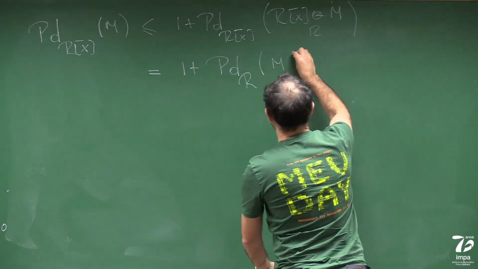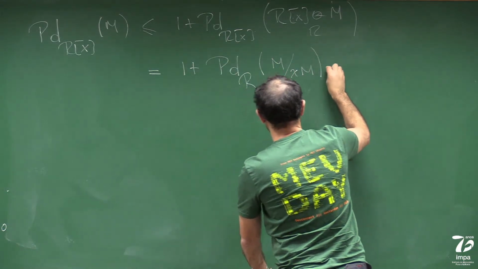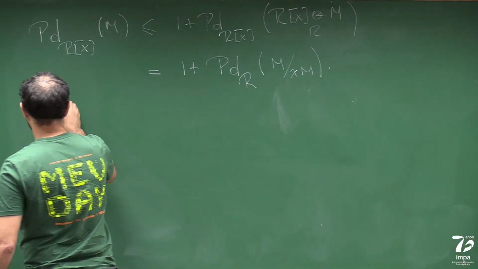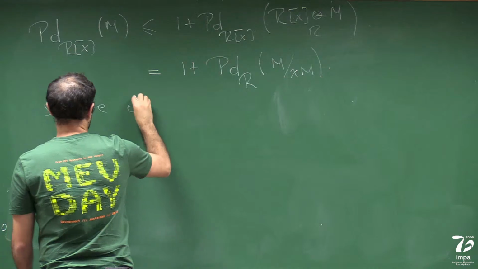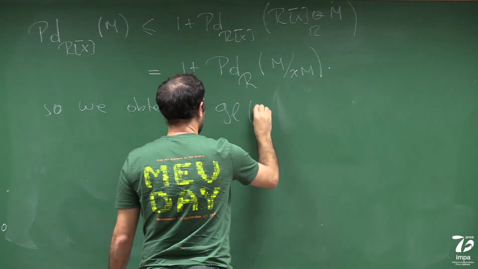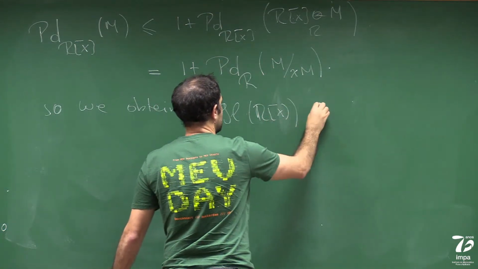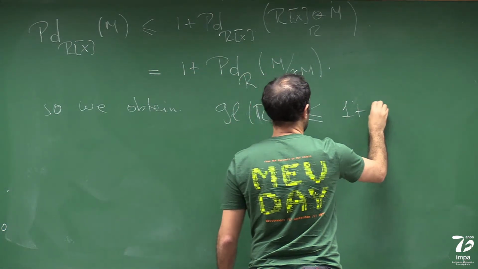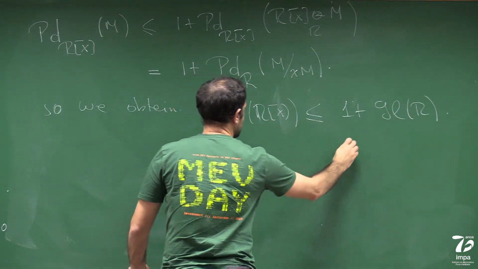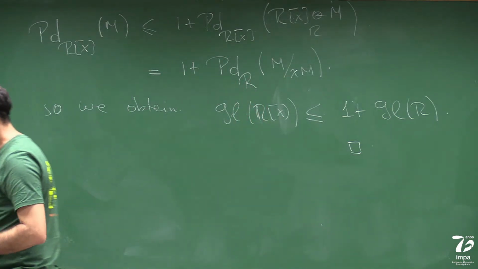I should just kill this X. So that's the theorem that we just proved. Now we look at the global dimensions on this other side, and we get the inequality on the other side. So we obtain that the global dimension of R of X is less or equal than 1 plus the global dimension of R, which gives us what we want.